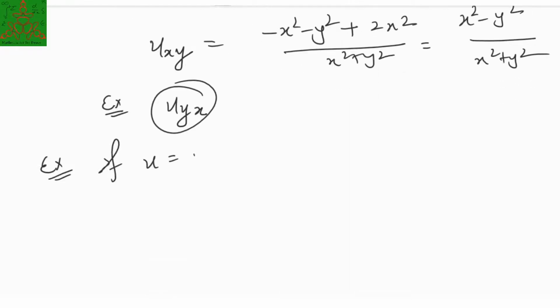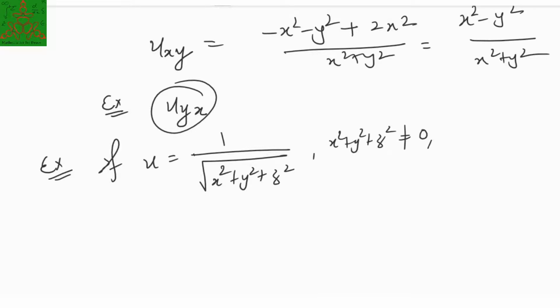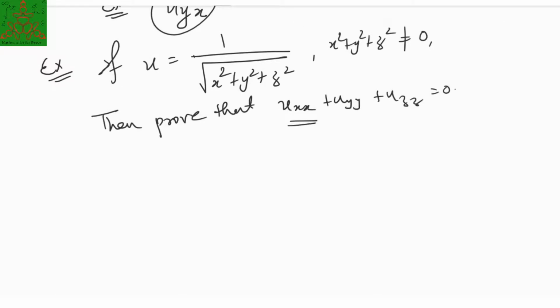If u equals 1 upon square root of x square plus y square plus z square, if x square plus y square plus z square is not equal to 0, then prove that uxx plus uyy plus uzz equals 0. Let us try to calculate uxx. First we need to calculate ux, and your function u can be represented as (x square plus y square plus z square) raised to minus 1 by 2, because it is 1 upon square root. That I can write in this form.